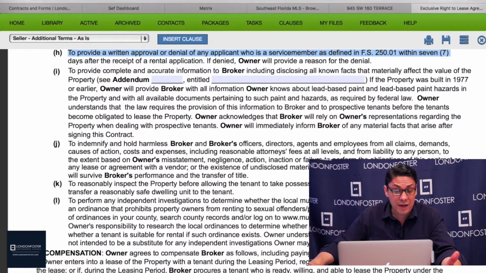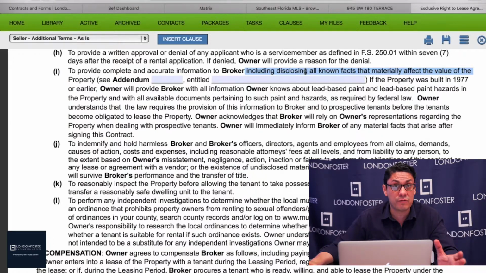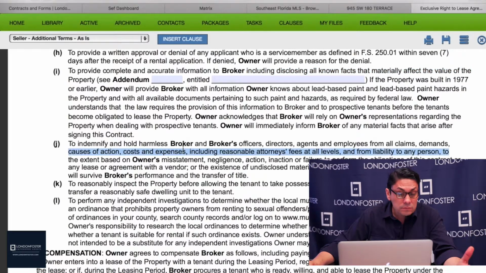To provide complete and accurate information to the broker, disclosing any materials that affect the value of the property. Like, for instance, if there was a flood or if there was a fire, that's something that they need to release. Here it talks about the indemnity and hold harmless broker and broker's offices, directors, agents, whatever, if there's any misstatements, to reasonably inspect the property before the property is taken over by the tenant, so that if there are any issues, they are resolved.